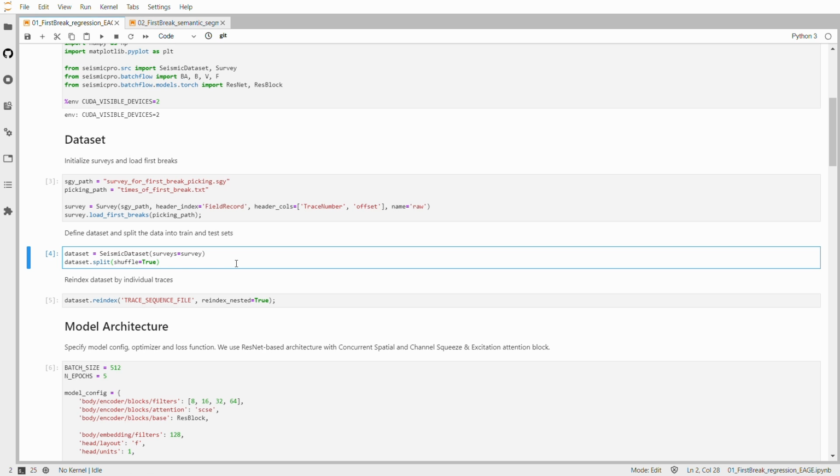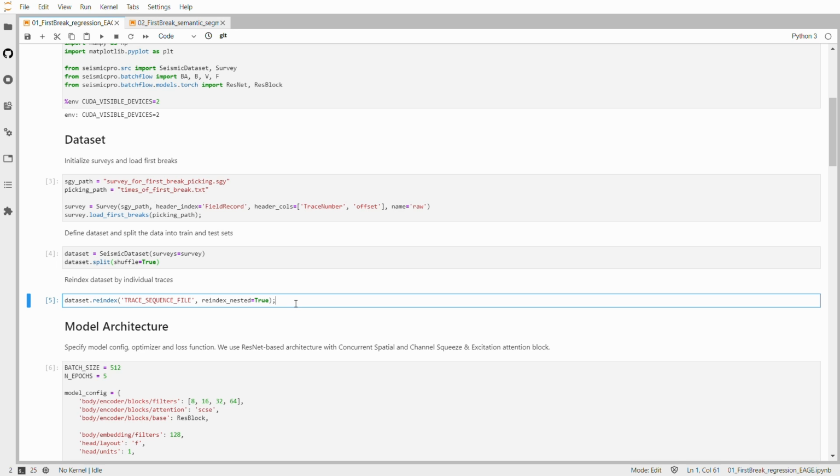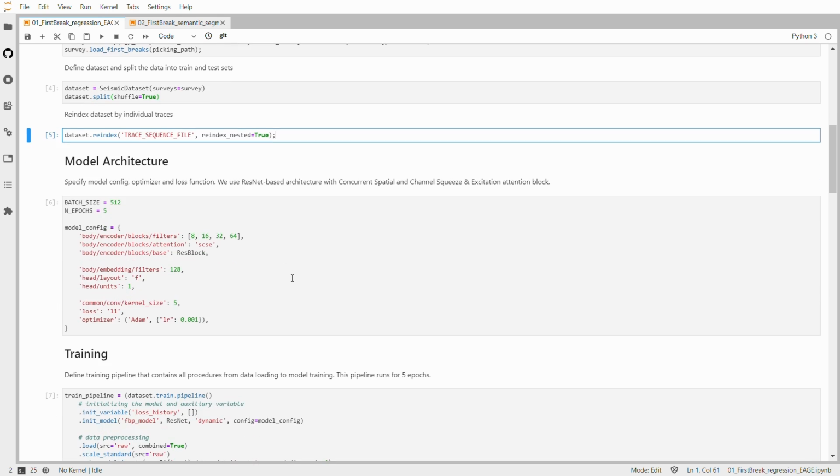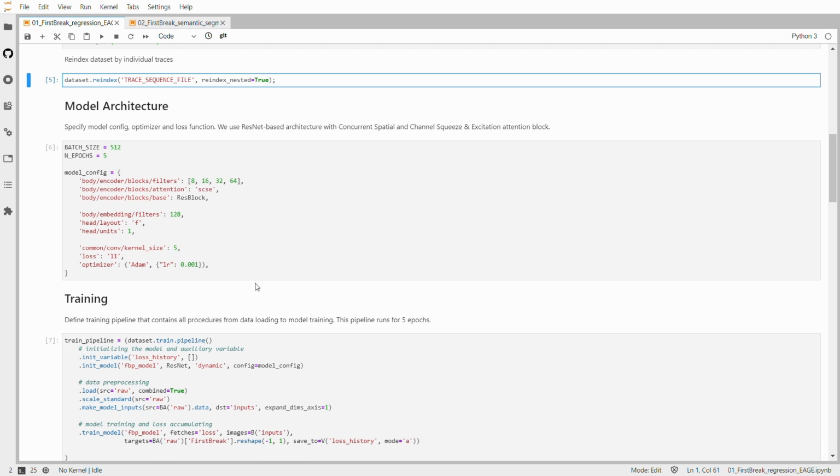Due to the specifics of the training process, it's better to generate batches not from gathers, but from traces chosen from different parts of the field. In this case, every batch will contain heterogeneous traces, which results in much faster and more stable training. To do so, we have to reindex our dataset by individual traces. Given a batch of traces, the model provides its predictions. Using the loss function, the model understands how close the prediction was to the true label and changes inner parameters to reduce the loss value. Repeating this process many times allows the model to learn important patterns in the data.